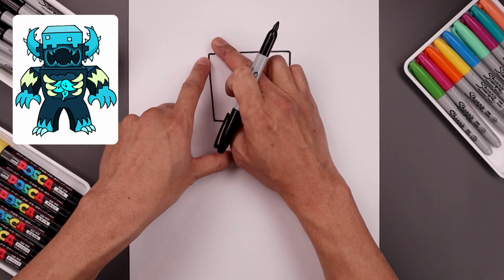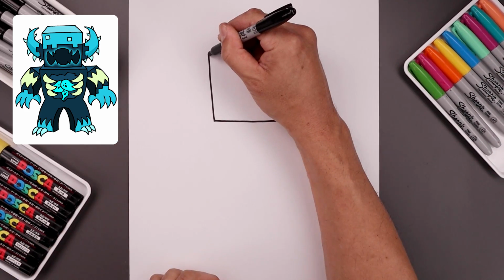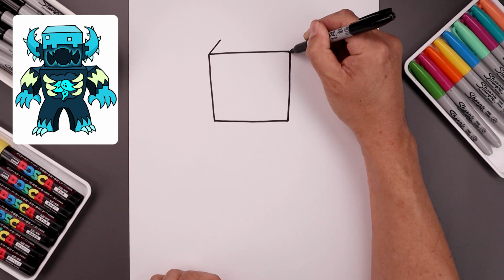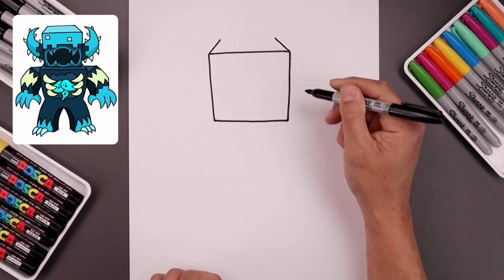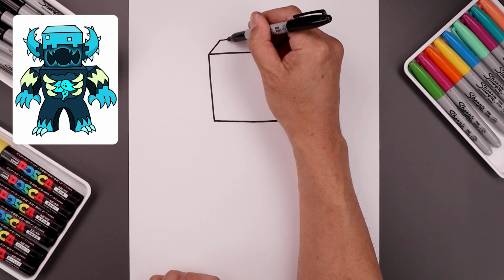Now I want to go back and draw the top face of the head. From the top corners of the head, angle this up and then in towards the back of the head. And we'll close this off with a straight line.